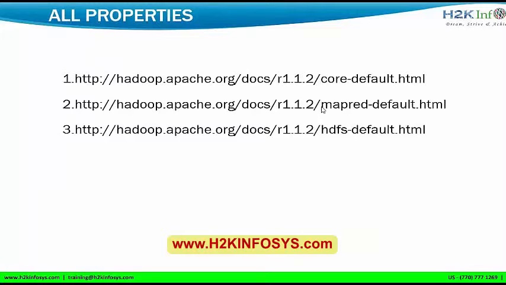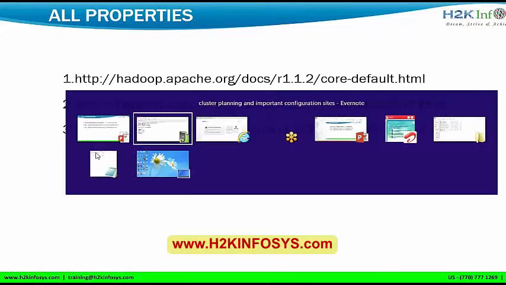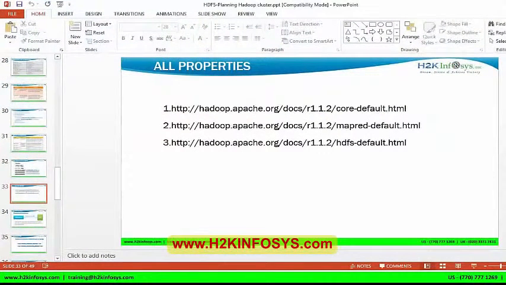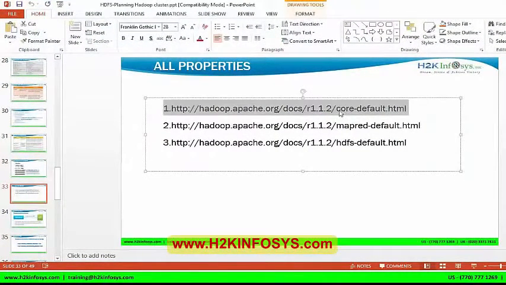Whatever properties we have seen till now for each of the site files are very minimal. There are hundreds of properties that can be declared in each of the sites. These are the default links that will show you how many properties there are and how many types of configurations we can give as per our wish. Maybe you can connect to any one of these and see. Let me show you one single thing.